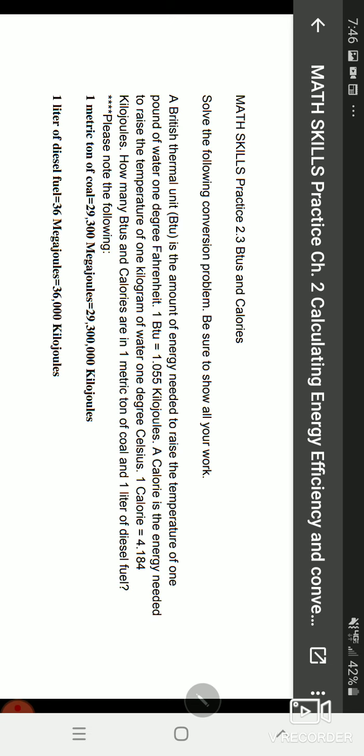How many BTUs and calories are in 1 metric ton of coal and 1 liter of diesel fuel? All right, so we're going to do the coal one. Why not?